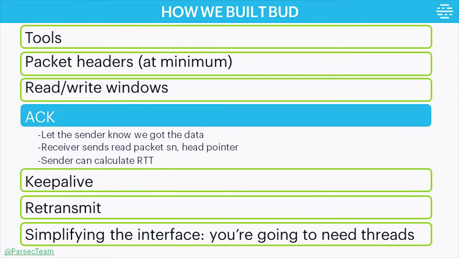An ACK, just like an ACK in TCP: every time you get something, you have to send back an acknowledgement to say, I've gotten this, I don't need to retransmit it, forget about it now, keep going, advance the sequence number. This is also how you calculate the round trip time. You send, you get an ACK, you know what your latency is.